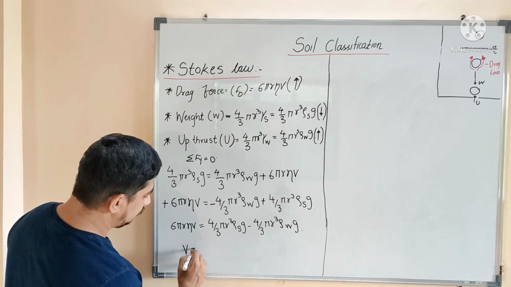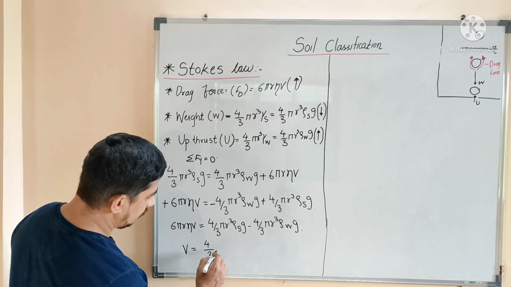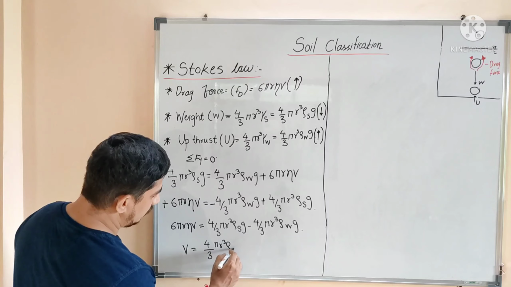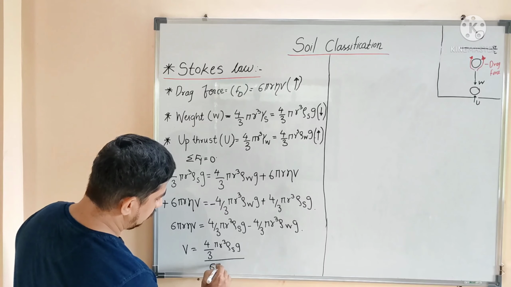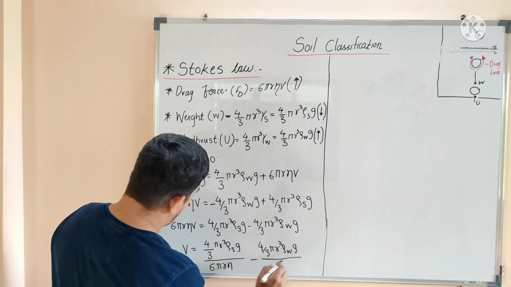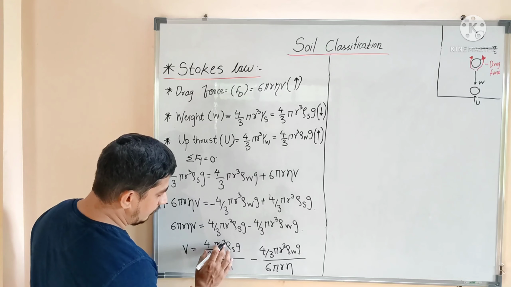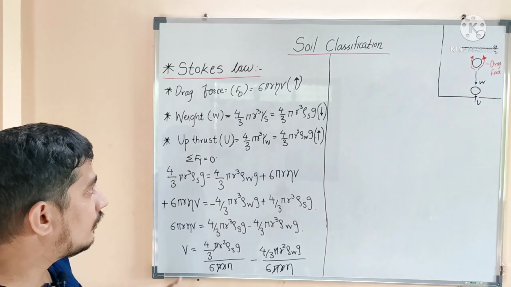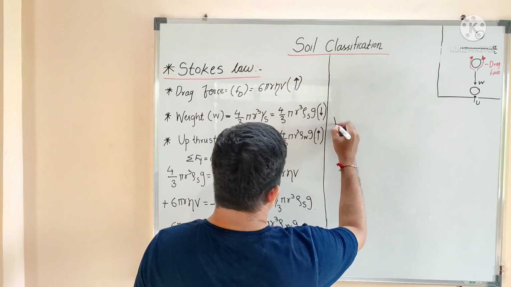Now V is equal to 4 by 3 pi r cube rho s into g divided by 6 pi r eta. Now this pi and this pi will get cancelled, this r and this r will get cancelled, and it becomes r square.